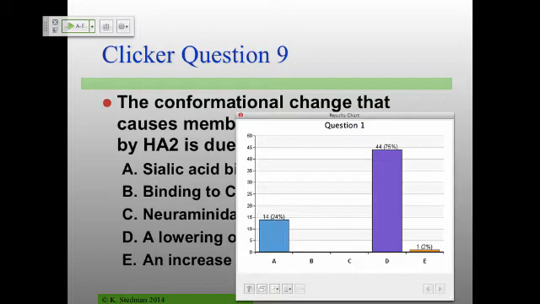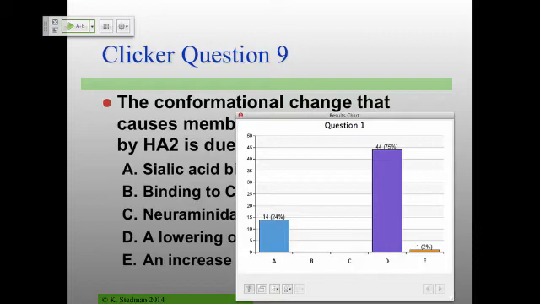Nobody liked neuraminidase because there's actually not a conformational change that happens in neuraminidase. It's an enzyme which actually cleaves off sialic acid from the surface of cells. We didn't talk too much about this. We'll talk more about it when we talk about influenza later on.